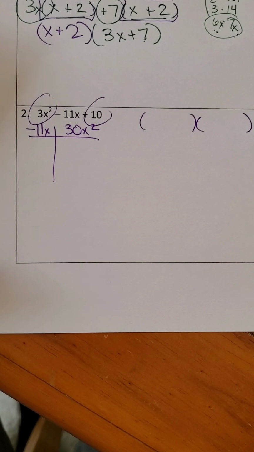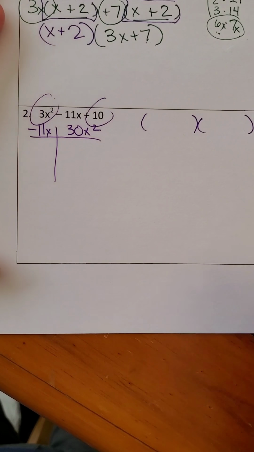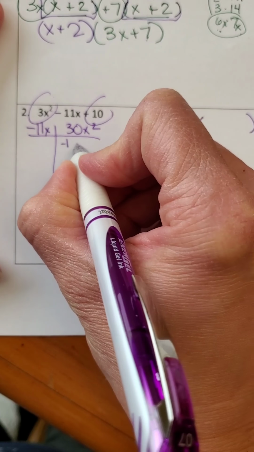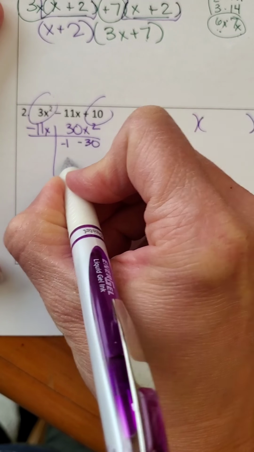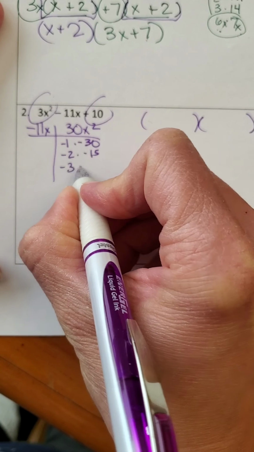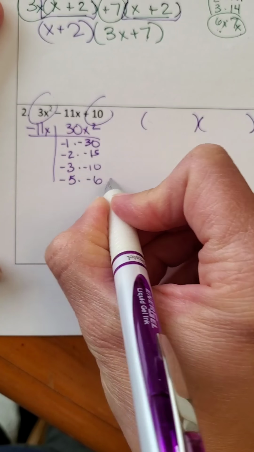So I'm trying to find 2 factors of 30x squared that are going to add up to negative 11. So to add to get a negative, but to multiply to get a positive, that means that both of my factors are going to have to be negative. So again, if you see it, then you can put the factors down. But if you don't see it, remember, we're just going to keep going. Negative 1 times negative 30, negative 2 times negative 15, negative 3 times negative 10, negative 5 times negative 6, and there we go.